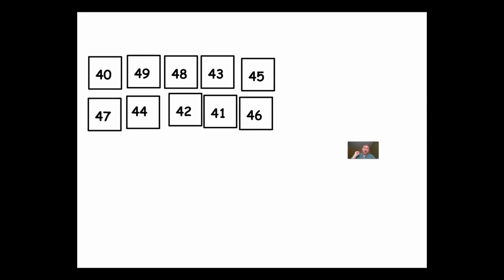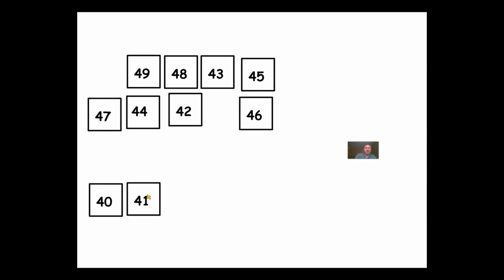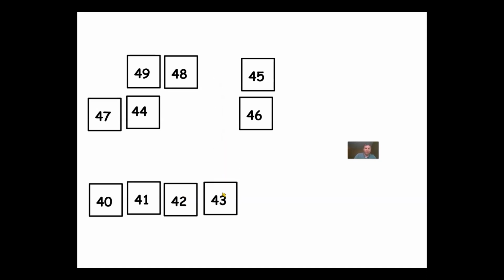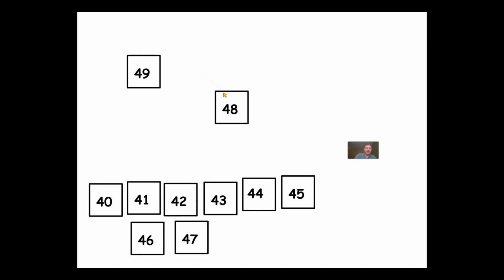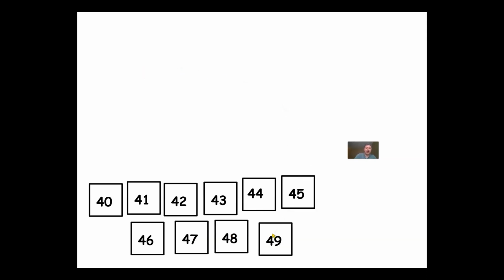Pause this video, write out the numbers in order from 40 all the way up to 49, and then press play and we'll check your work, okay? All right, let's check your work. Let's start with 40. What comes next, friends? 41, 42, 43, 44, 45, 46, 47, 48, and 49. Great job.